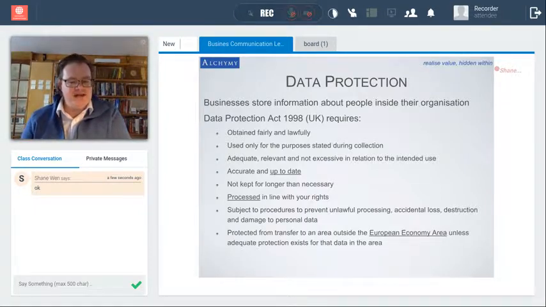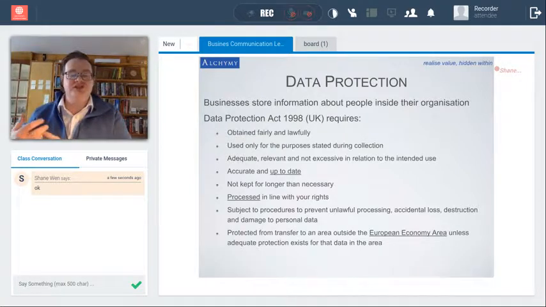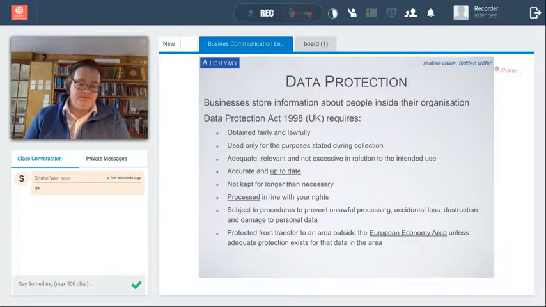We also have to be clear that our processes prevent accidental loss of information, or destruction or damage to personal data. So now we're talking about errors. We're not talking about whistleblowing. We're not talking about theft necessarily. We're talking about errors which create the opportunity for somebody outside the business to get the information, or which result in the destruction or damage of personal data.